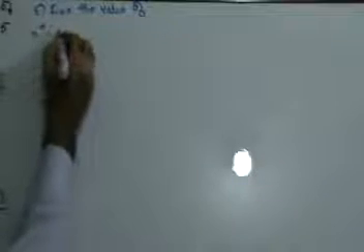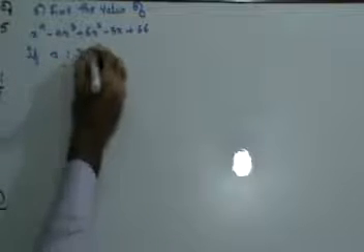Find the value of x raised to 4 minus 4x cubed plus 6x square minus 3x plus 66 if x is equal to 3 plus 2i. Now, they've given you that x is equal to 3 plus 2i. Take 3 on the other side.